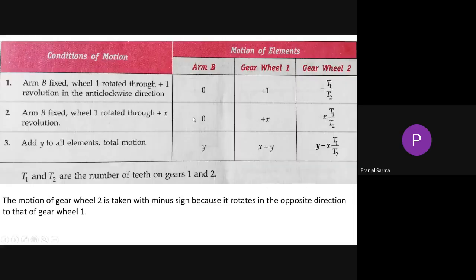Next, suppose the arm is once again fixed, and now we give more revolutions to wheel 1. Previously it was only +1 revolution. Now suppose we give plus x revolutions. So it will be changed by plus x, and that x number of revolutions will be multiplied here. Understood? Can you follow me?